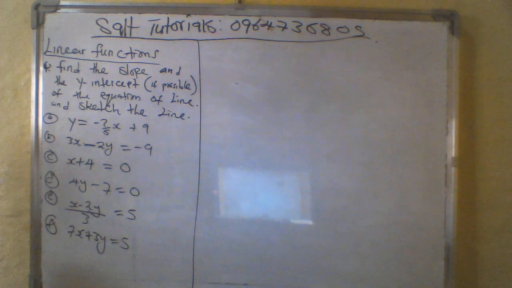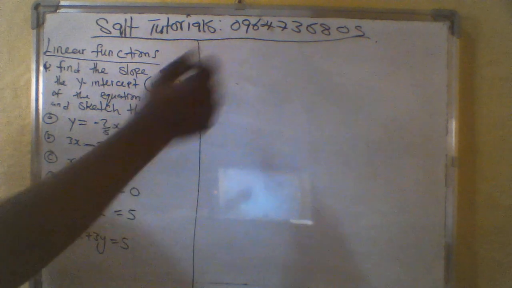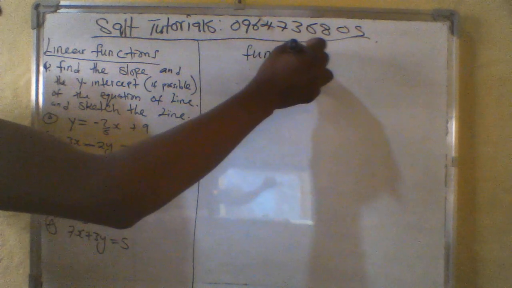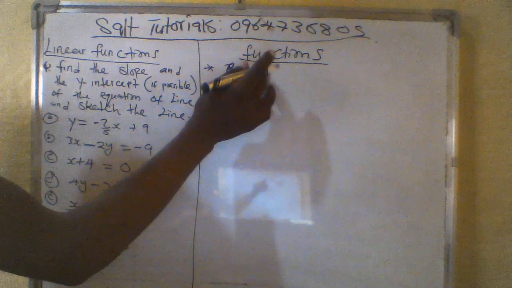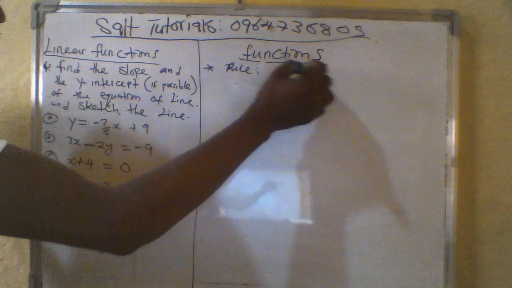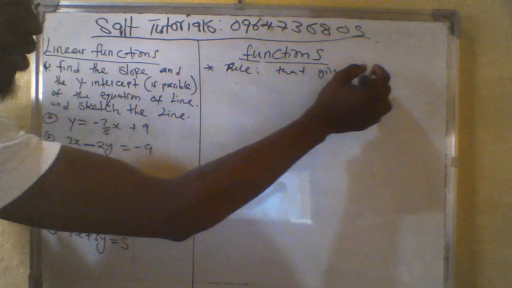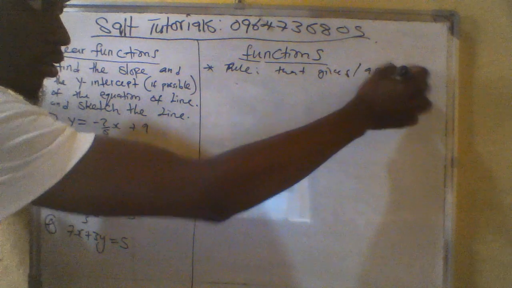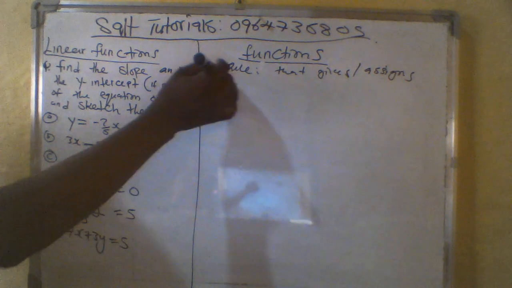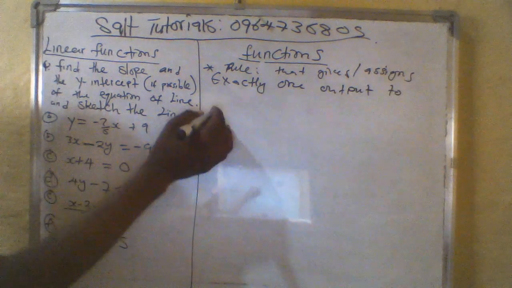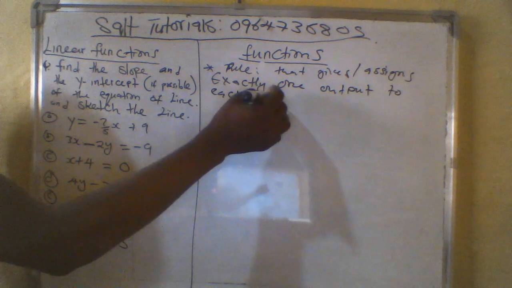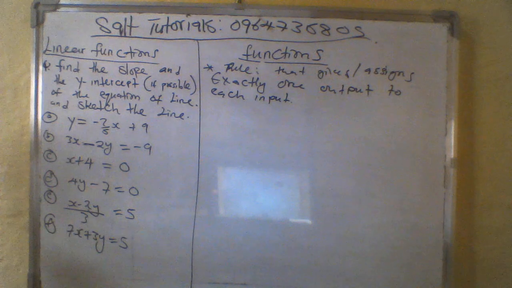So now, number one, here we are looking at functions. I'm sure we understand what a function is. A function, obviously, we are looking at a certain rule assigned. So what is a function? From the concept of functions, we are simply saying that this is more like a rule that assigns exactly one output to each input. So that rule which does this is called a function.